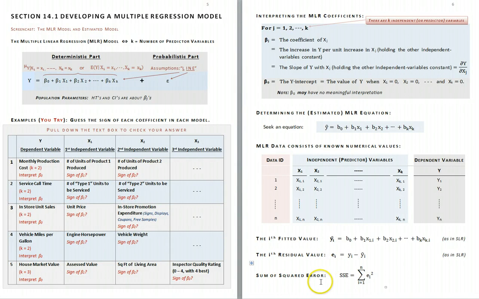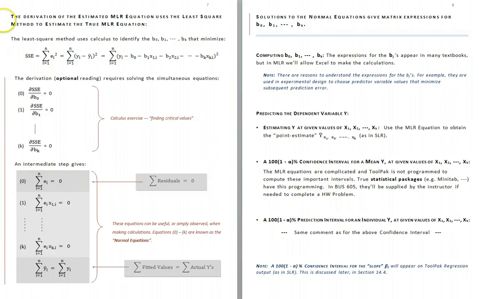The sum of squared error, SSE, is the sum of squared residual values. As in simple linear regression, SSE measures the amount of variation left unexplained after introducing the x variables and the estimated multiple linear regression equation. I've moved to the next page. The derivation of the estimated multiple linear regression equation uses the least square method. The least square method uses calculus to identify the values of b0, b1, b2, all the way through bk that result in the multiple linear regression equation with the smallest SSE value. That is, with the least amount of unexplained variation.